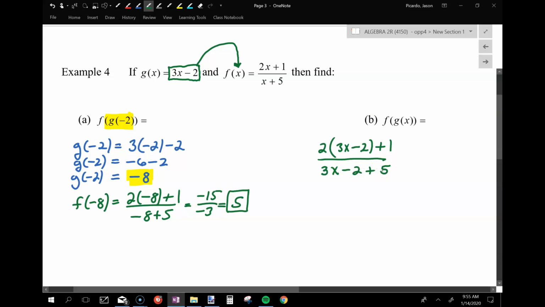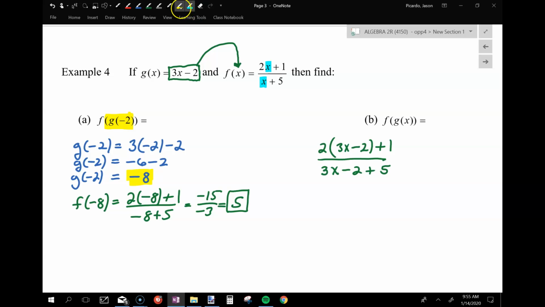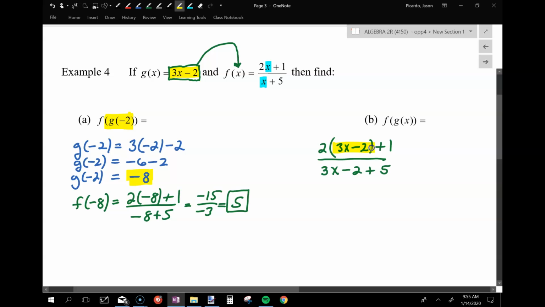For those that really didn't like what I just did, look up here really quickly. This and this got replaced with this. So this x became 3x minus 2. This x became 3x minus 2. So the g went into the f. Is that okay now? Do you see it? I literally took this and put it for this x here and for this x here. See it? Cool.